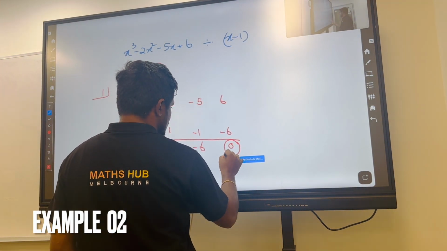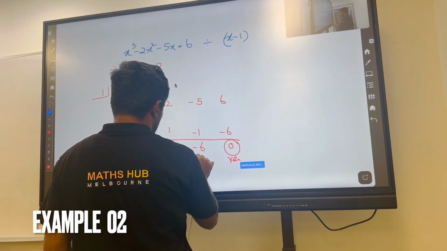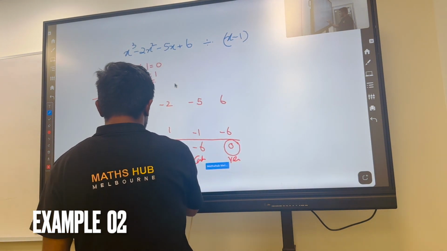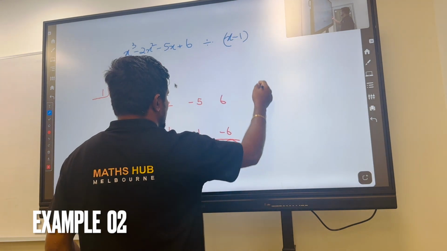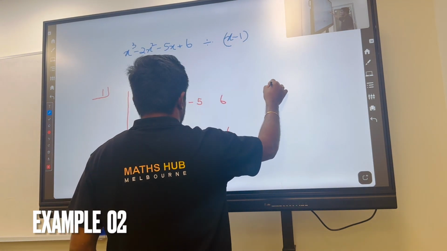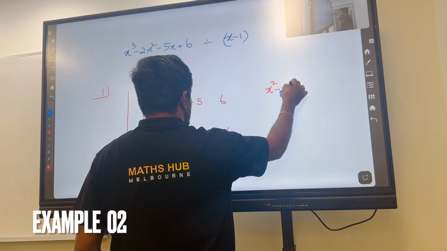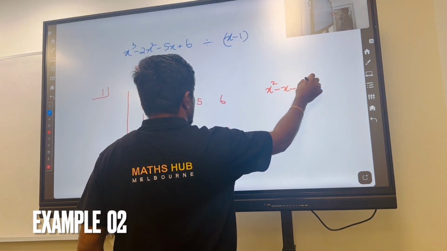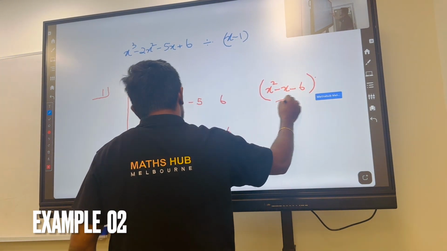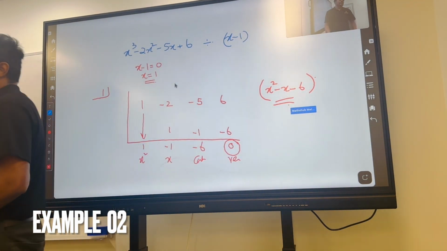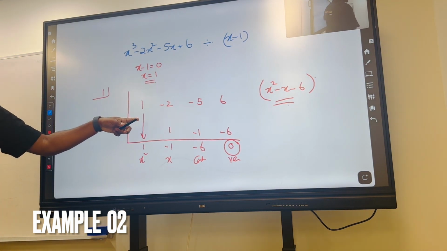So this is the remainder. This is the constant term. This is the x. This is the x squared. So my answer is x squared minus x minus 6. That's it. Understand? The coefficients we are taking. Coefficient is 1.